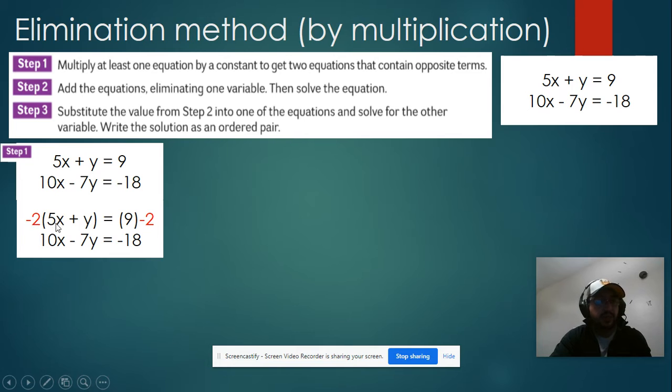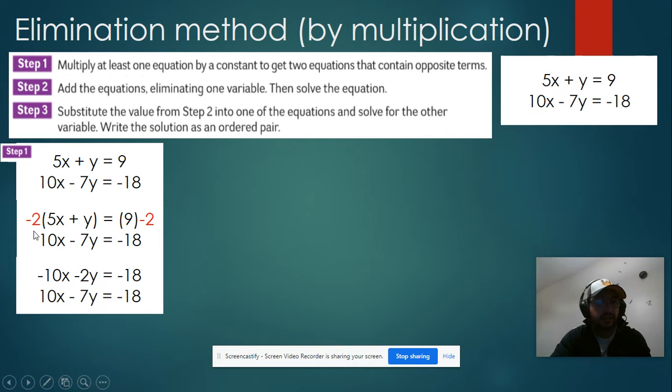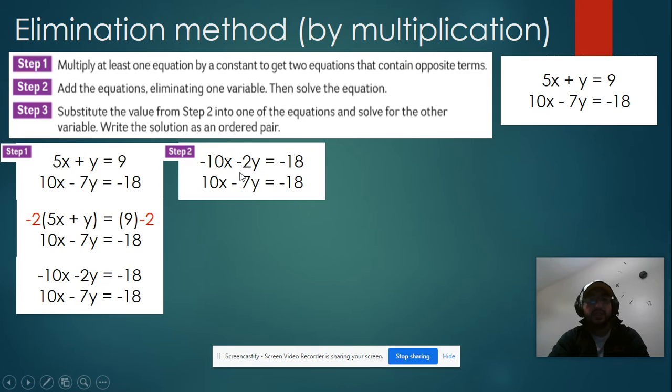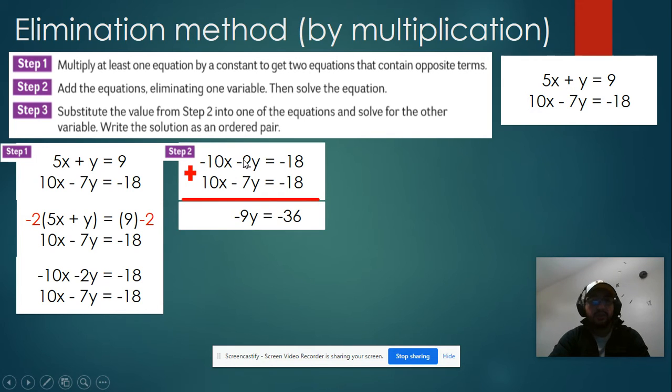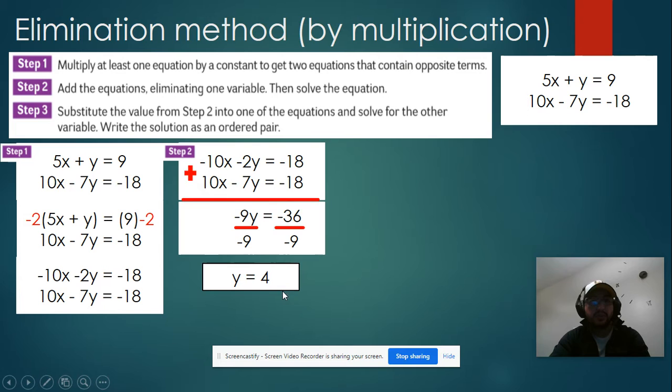So it will be negative 2 times 5x, negative 10x, negative 2 times y, negative 2y, and negative 2 times 9, negative 18. Now that I have my system with at least one variable with opposite coefficients, I'm going to do an addition and try to solve the equation. So negative 2y plus negative 7y will be negative 9y, negative 18 plus negative 18, negative 36, and then solve this equation, divide both sides by negative 9, y equals 4.